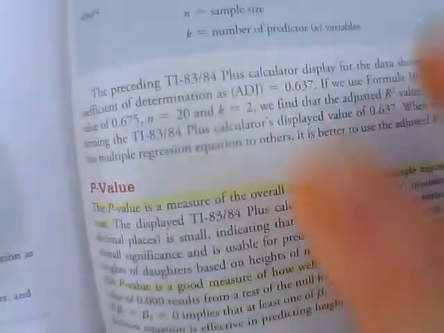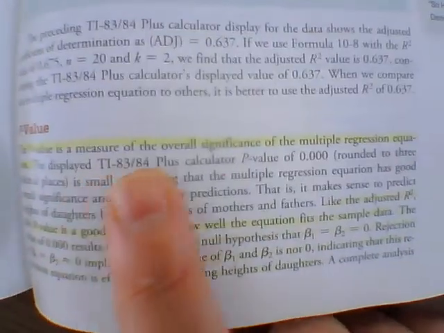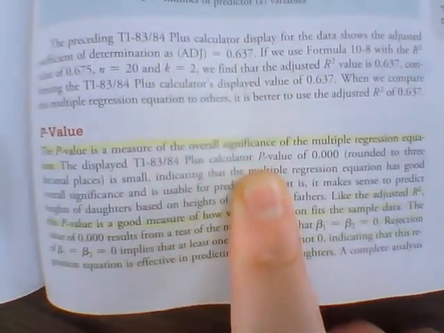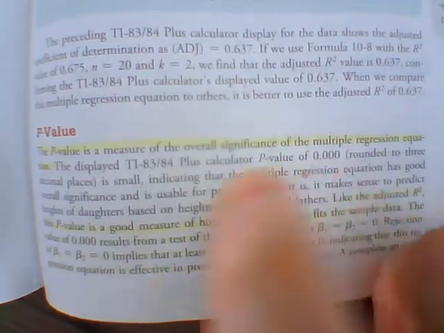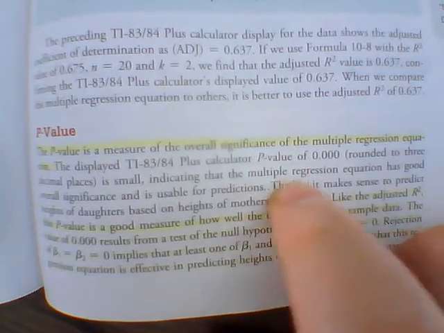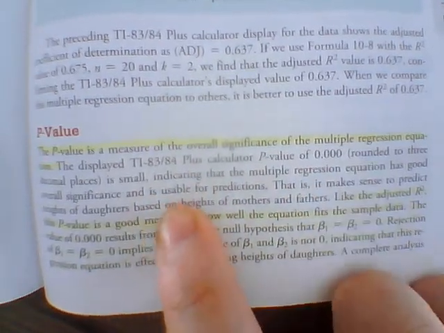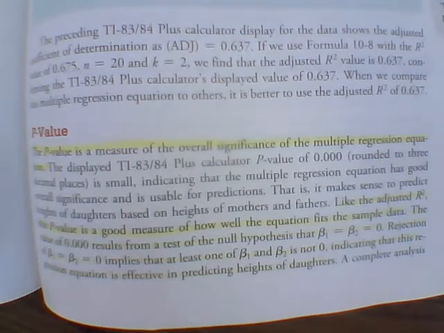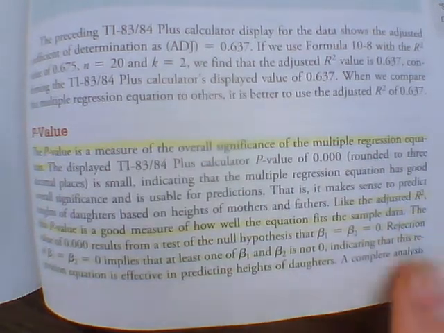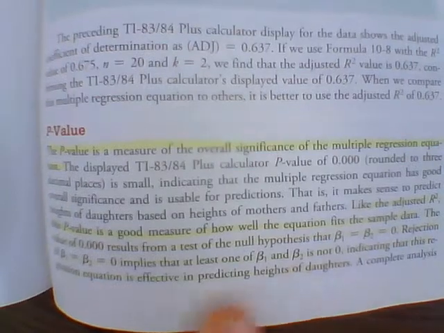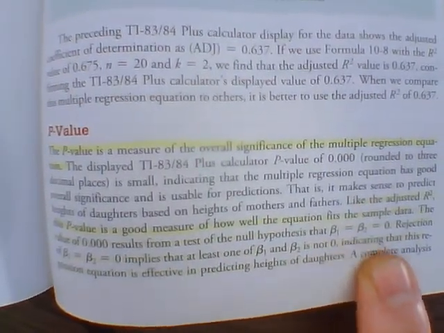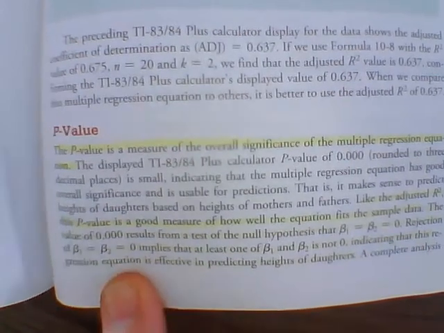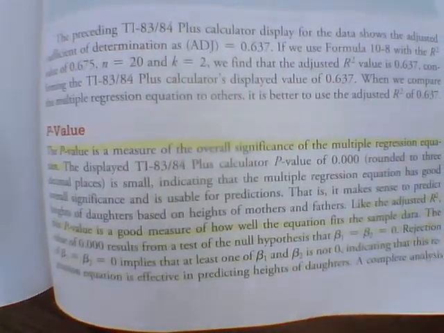Then we'll relate our p-value. The p-value is the measure of the overall significance of a multiple regression equation. Once again, a p-value of 0.000 is small, indicating that the multiple regression line has a good fit. We're going to be testing this as we keep going through. Do realize they're giving us a little introduction here, as we test whether beta 1 equals beta 2 equals 0 or not, which is kind of implying what's going on.